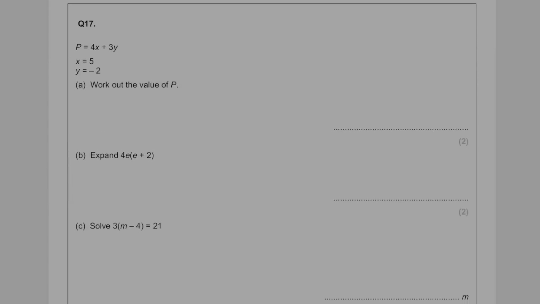Right, question 17. Work out the value of P. P is equal to 4x plus 3y. So we've got some substitution and some negative substitution. Anyone that has ever had a proper lesson with me will know whenever I'm substituting a negative number, I will always put it into a bracket.